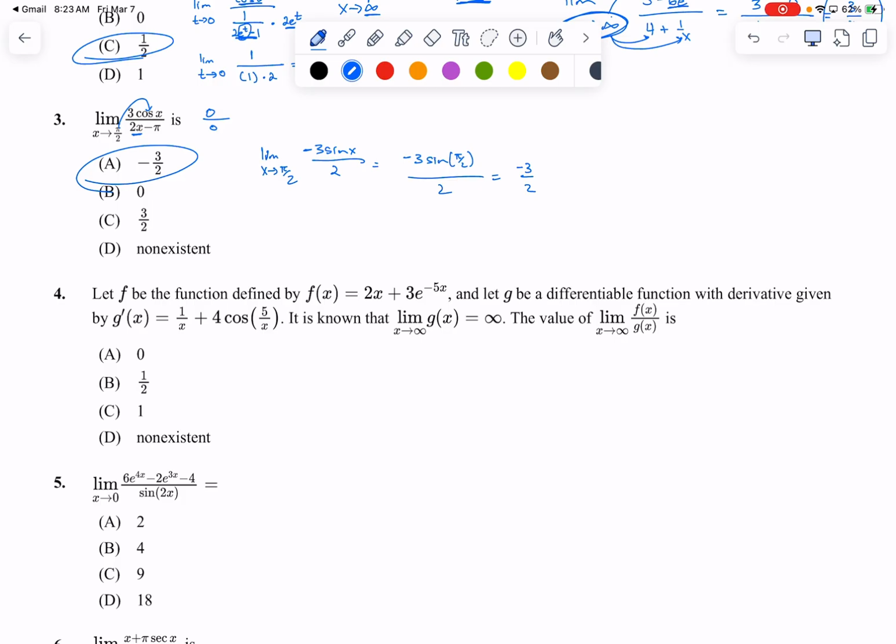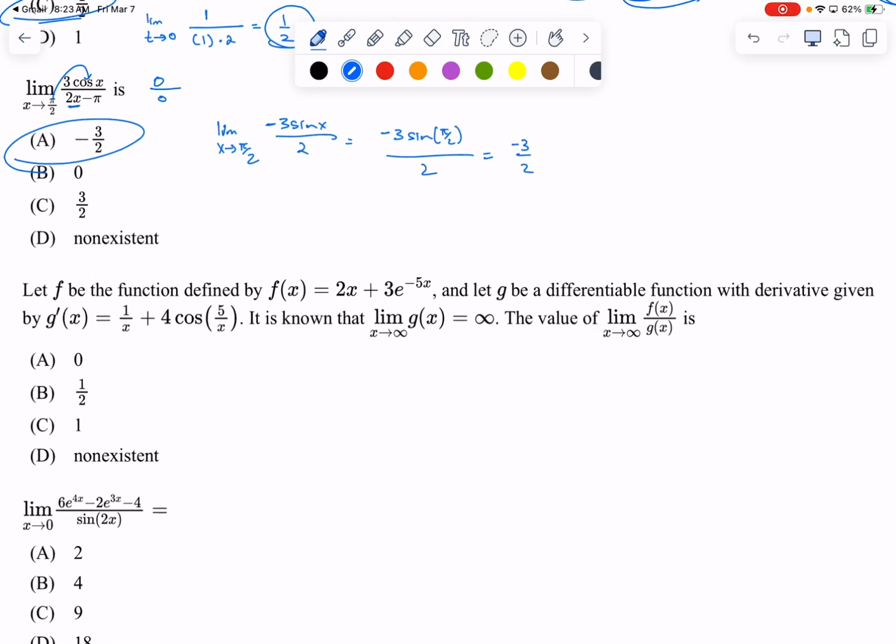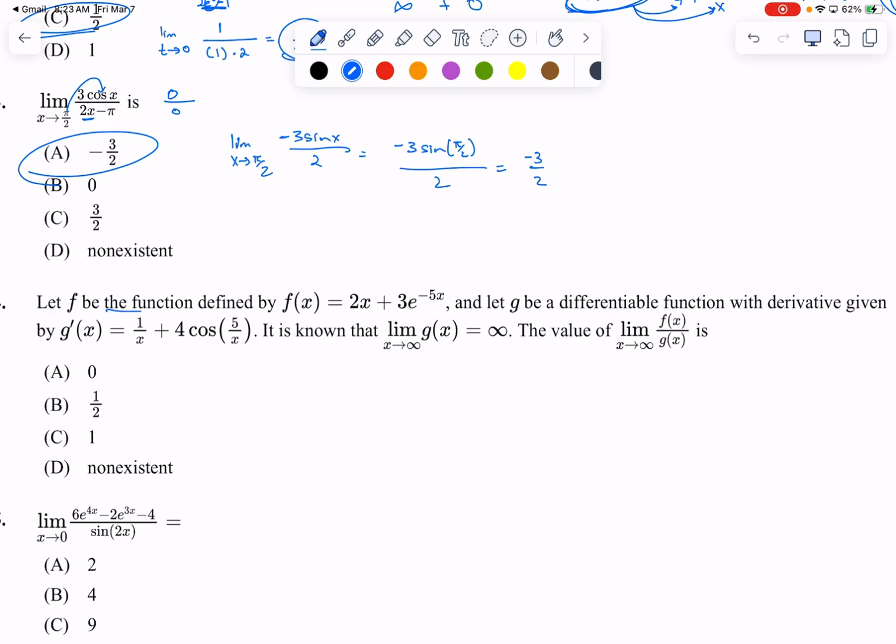All right, I want to explain this second time around a little bit better. Okay, so f of x is given to us. Let me explain the limit of this. The limit as x approaches infinity of f of x. Let's do f of x. It's 2x plus 3e to the -5x. So this is a polynomial. This is an exponential. You have to do those separately, because you're adding 2 different functions.